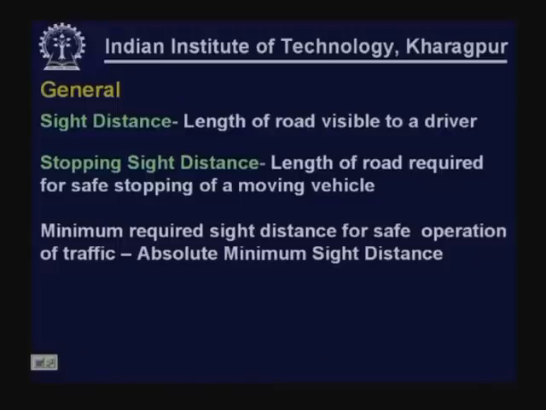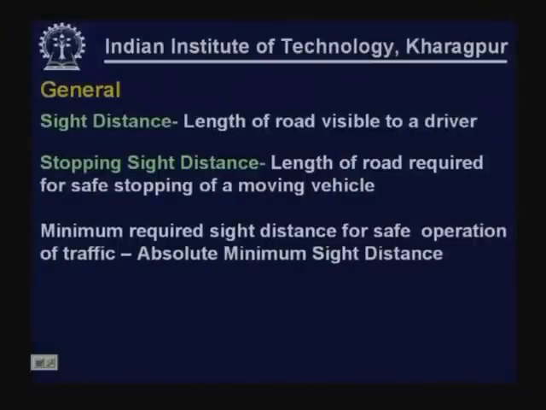What is sight distance? The length of the road visible to a driver is the available sight distance. It is the actual length of the road, not the straight line distance. It is basically the actual length of the road visible to a driver. There are possibilities that in the available sight distance, there could be some sorts of obstructions.